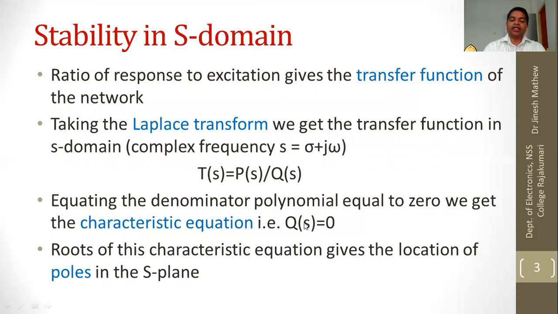And the roots of this characteristic equation give the location of poles in the S-plane. This location of these poles is very important. The roots of this characteristic equation are called poles, and the location of these poles in the S-plane determines the stability of an electrical network.